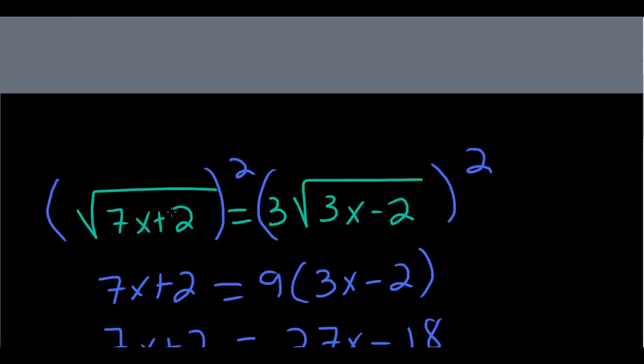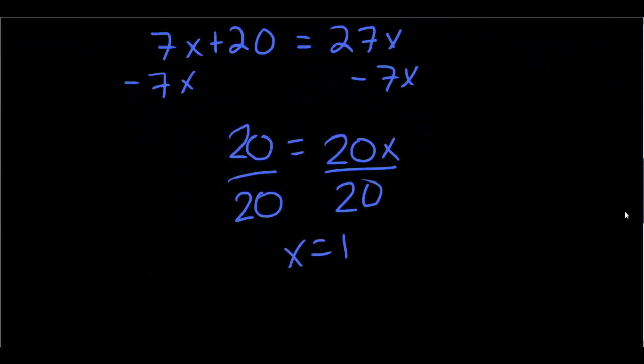7 times 1, 7 plus 2, 9. The square root of 9 is 3. 3 times 1, 3, minus 2, 1. Square root of 1 is 1 times 3, 3. 3 equals 3, so that means this one is a solution of the radical equation.